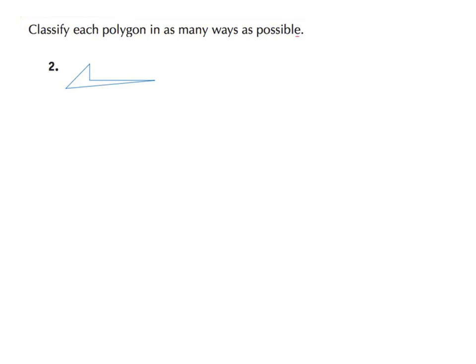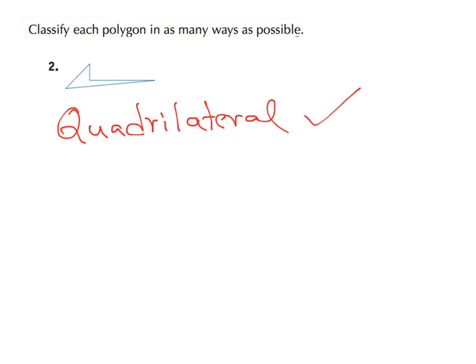Classify each polygon in as many ways as possible. How many sides does this polygon have? 4. So it is a quadrilateral. The opposite sides are not parallel. The opposite sides are not equal. So we settle down in classifying this polygon as only quadrilateral.